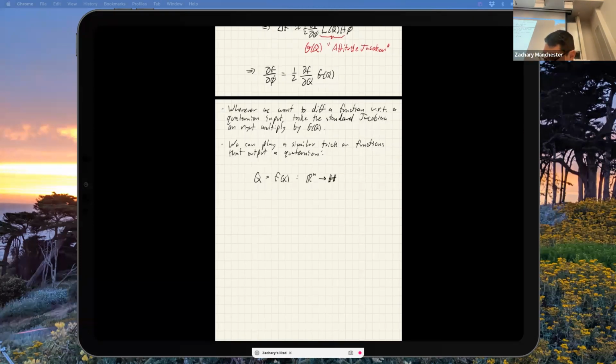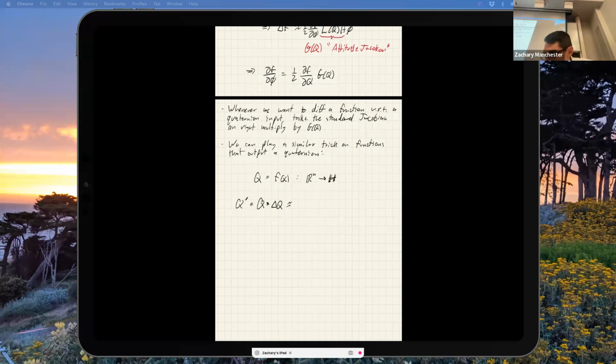So the output, under some kind of small perturbation, we'll call that Q prime. And remember, these guys multiply. That's the main thing, they multiply, don't add. So Q prime, if this was a vector, would be Q plus delta Q. Here it's Q times delta Q.